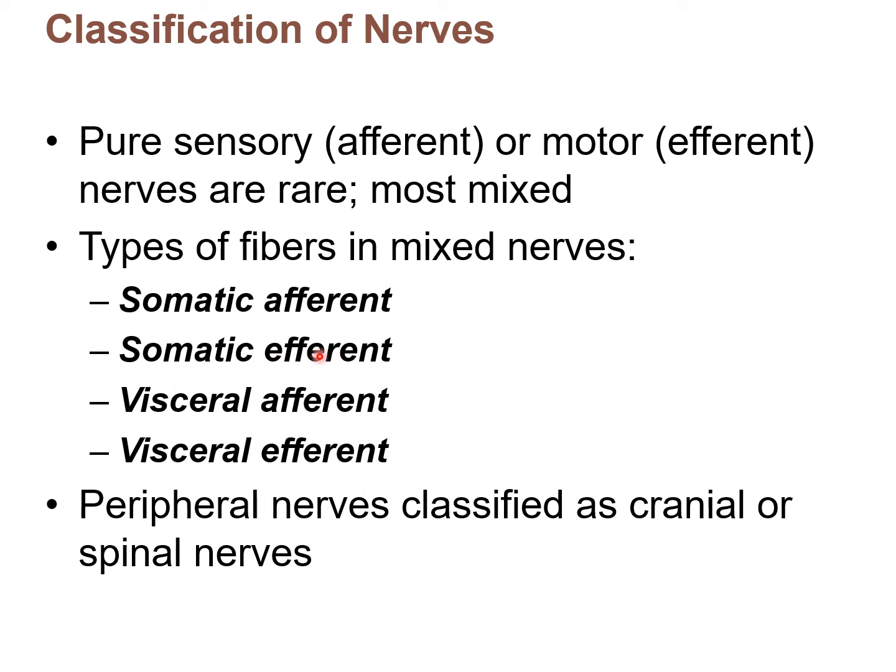Efferent is motor. Somatic motor impulses go to skeletal muscle, so we consciously control them. But there's also motor or efferent visceral. Those are impulses going to smooth muscle, cardiac muscle, and glands that we don't consciously control.